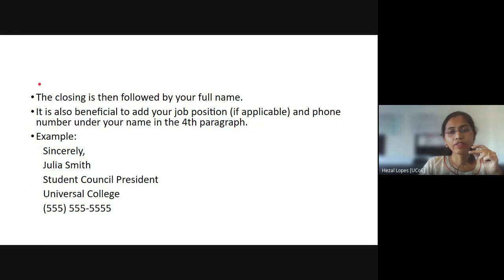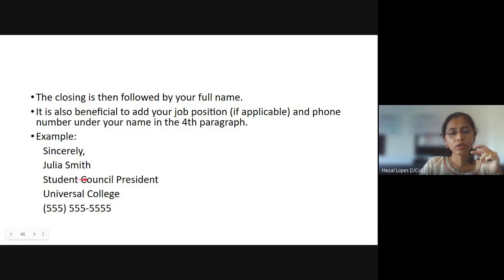So here I have given the example. The closing is then followed by your full name. This is my signature. Can you all say this? It is also beneficial to add your job position and phone number under your name in the fourth paragraph. So here I have given the example: sincerely. This is my closing remark. This is my name.